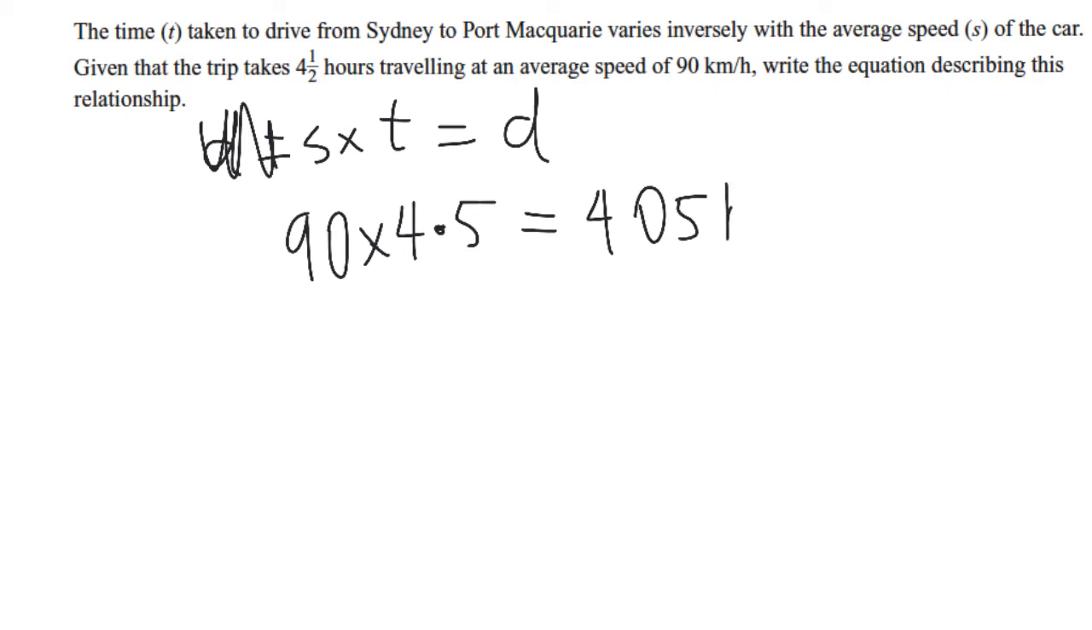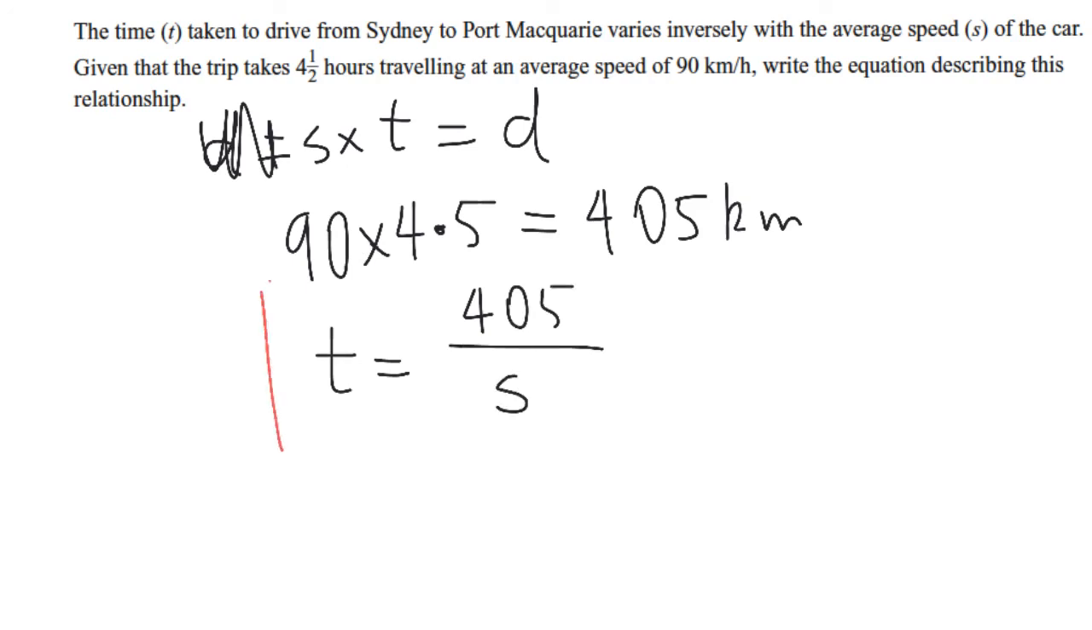Which means that if we want to find the time taken, t is our subject, well, that's 405 over the speed. That's our equation relating those two. Now we could do all sorts of things with that, right? We could say if I was traveling at 100 kilometers an hour, how long would it take me? It would take me a little bit over 4 hours.